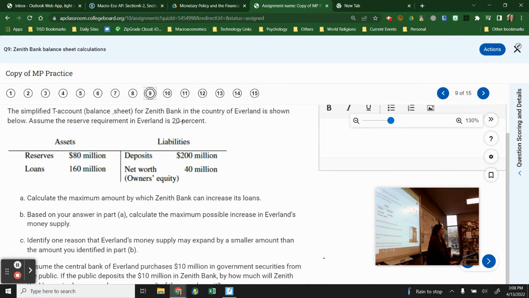So, wait, is that not just a big... Where are the two options? Okay, so there's bank balance sheets.